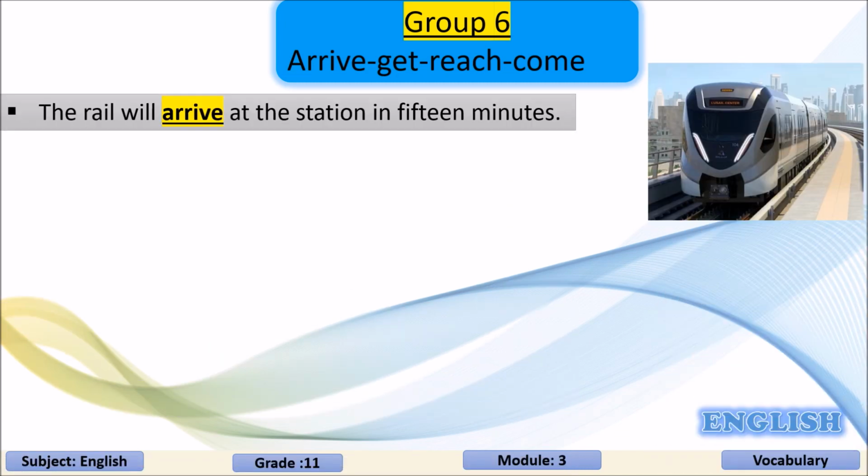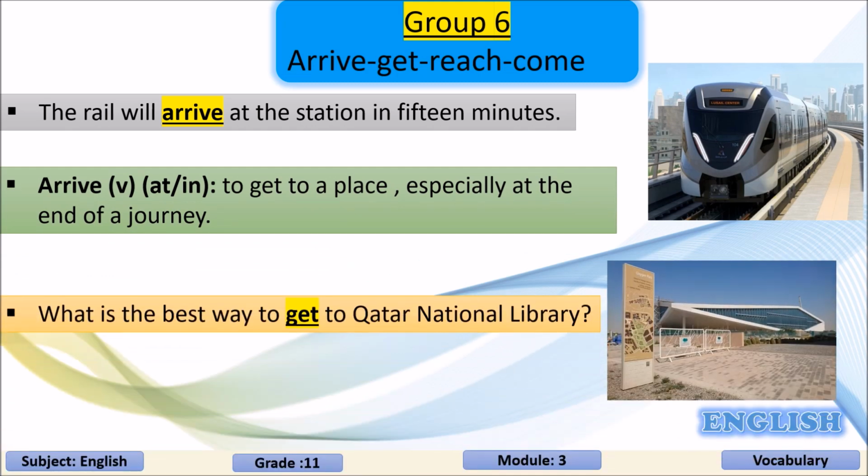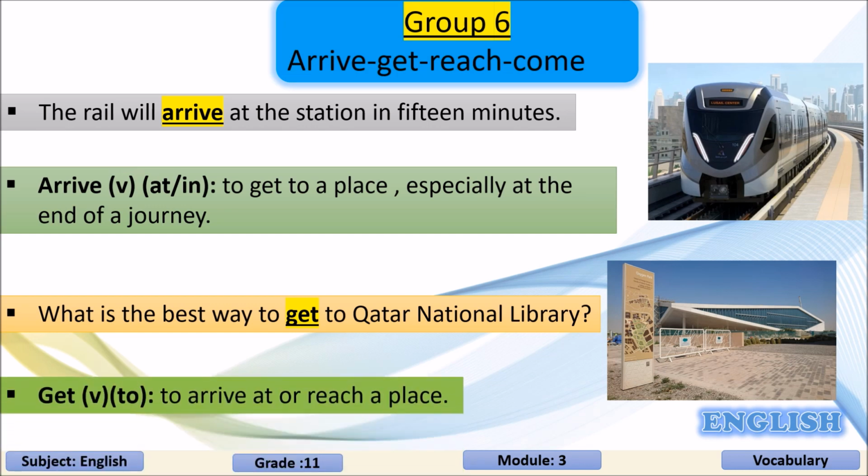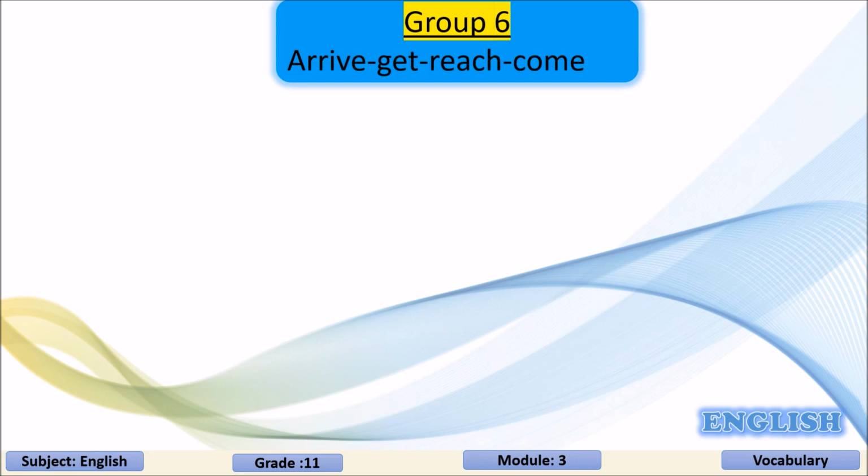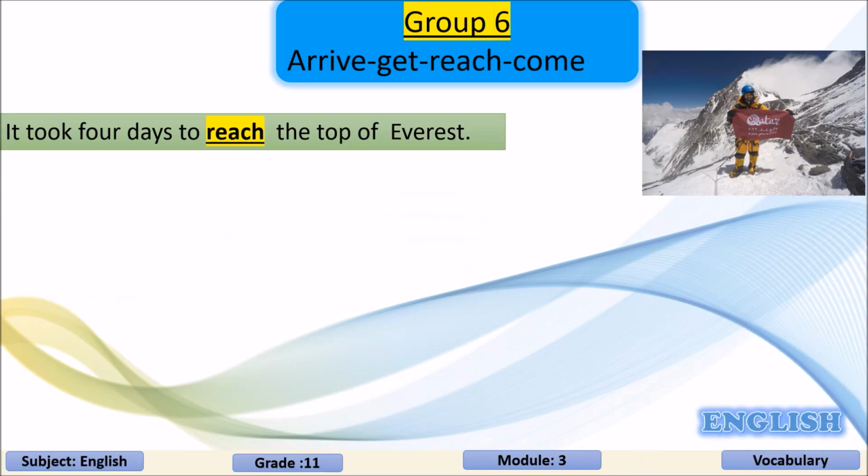All right, now group number 6: arrive, get, reach, and come. Look at the example. The train will arrive at the station in 15 minutes. So arrive is always associated with the preposition at. What is the best way to get to Qatar National Library? Get to. So we need the preposition to. Right, now the verb reach. It took 4 days to reach the top of Everest. There is no preposition with reach.